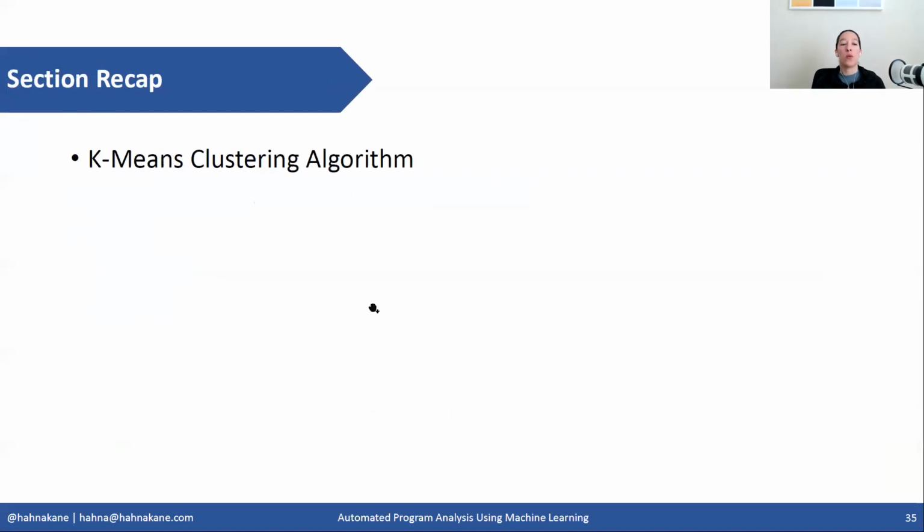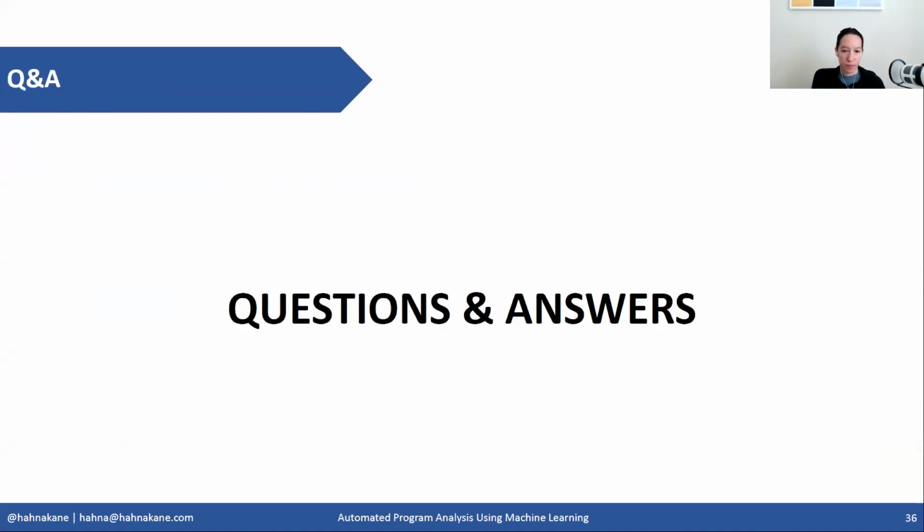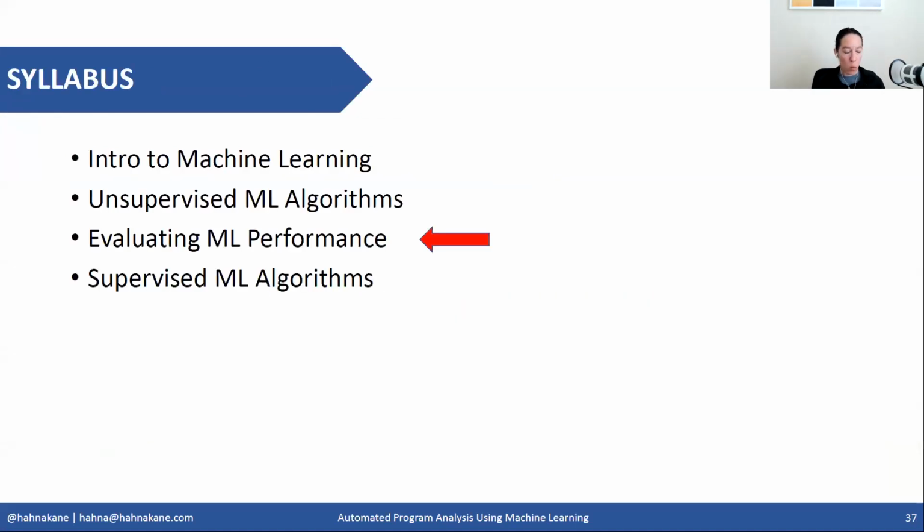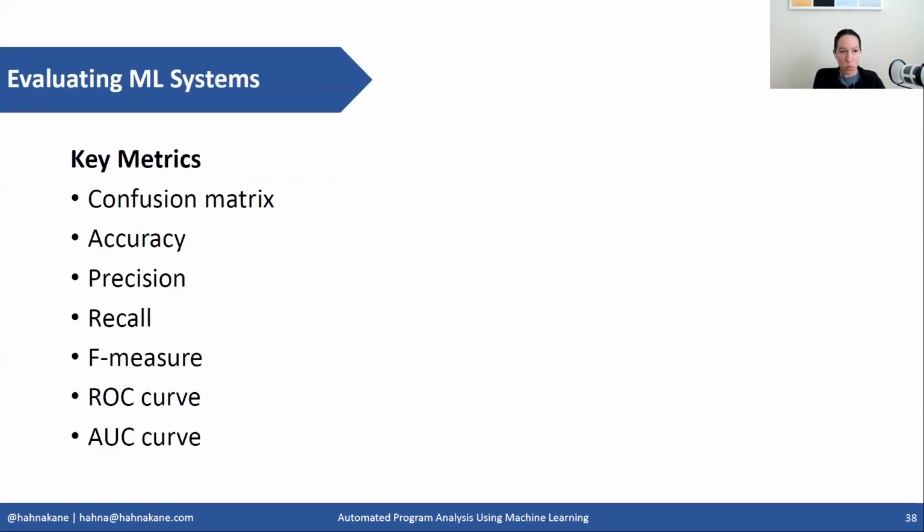Cool. So we just covered k-means clustering. We're going to quickly go through evaluating ML systems, right? This is going to be very useful when analyzing or assessing supervised machine learning models, right? We saw how we use the elbow method to evaluate the optimal number of clusters. So now we're going to look into that even more.